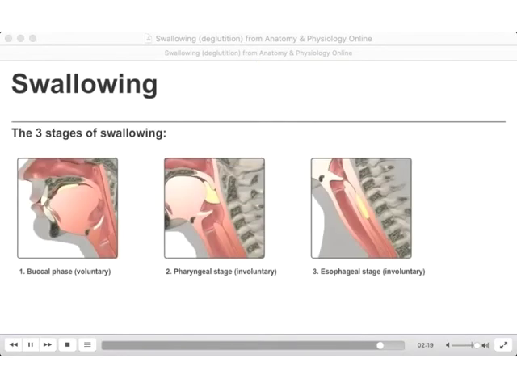So, in summary, food moves from the mouth, through the oropharynx and esophagus, and then into the stomach.